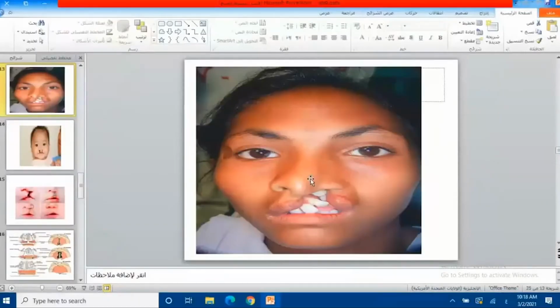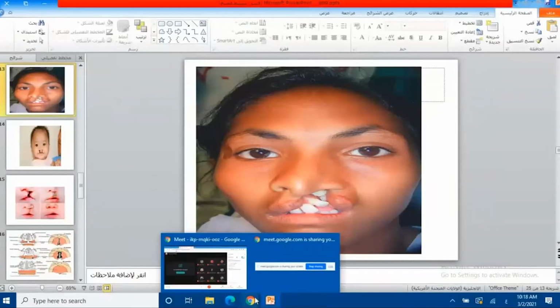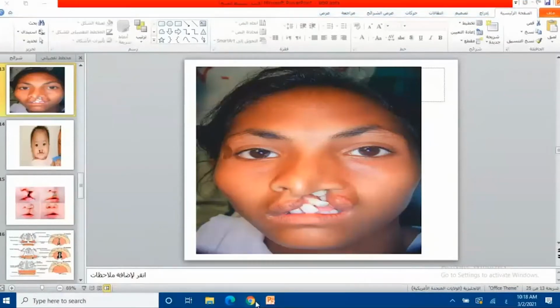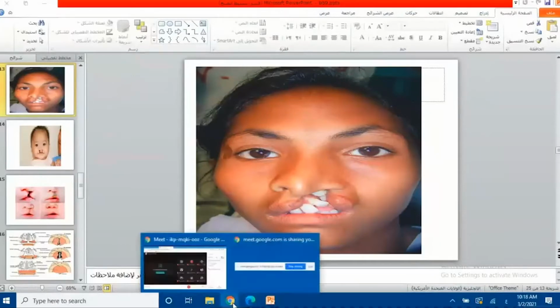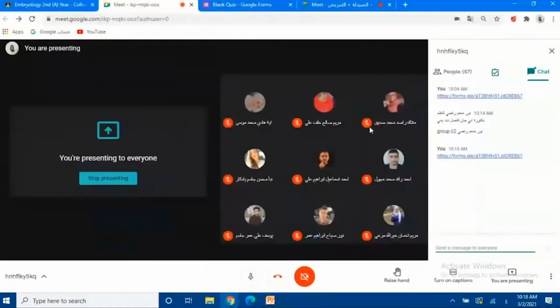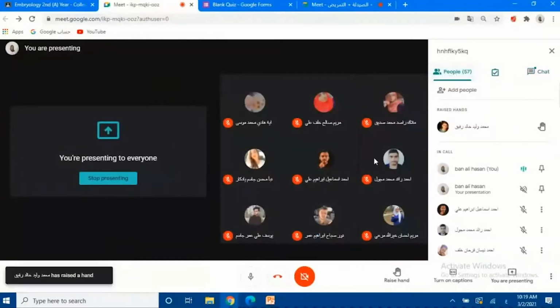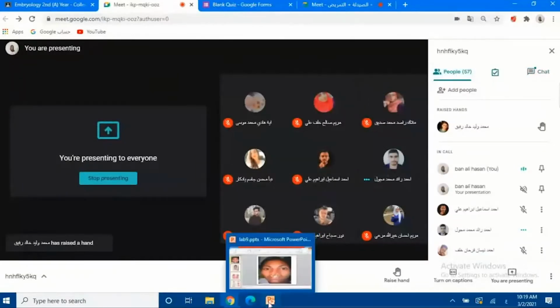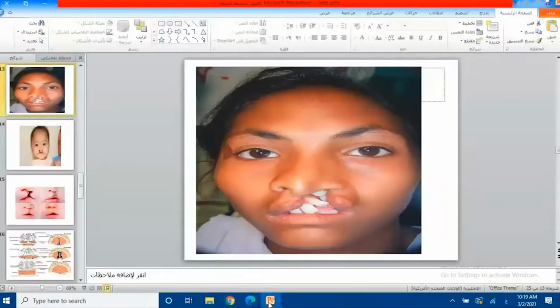What about this one? Who can tell me what kind of cleft is right here? What is the kind of the cleft in this picture, let's say? Let me see. Who can raise his hand? Mohammed Walid. Yes, Mohammed. Doctor, is it unilateral? Correct, unilateral.